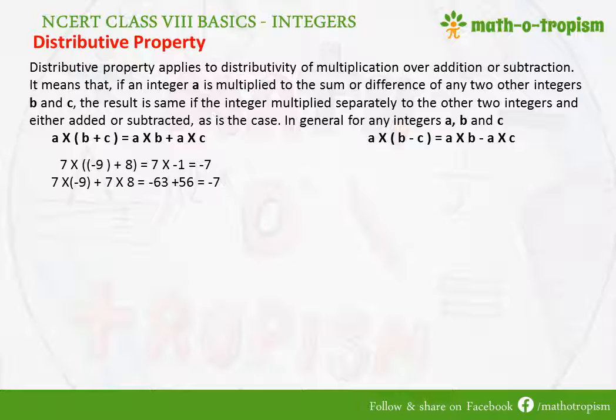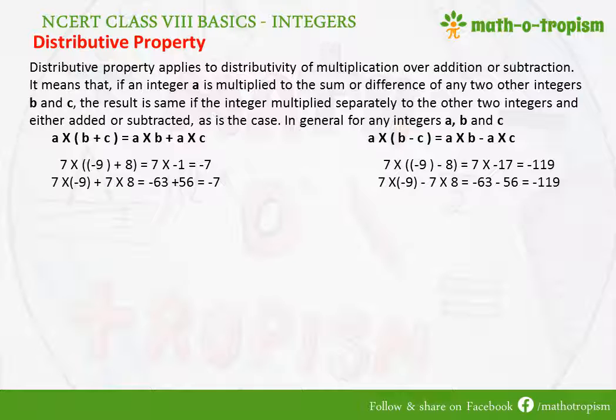A into b plus c is similar to a into b plus a into c. So this is called the distributive property. Similarly, it holds good for subtraction also, where a into b minus c will be equal to a into b minus a into c. Let us take the similar example. So 7 into minus 9 minus 8 is 7 into minus 17, which comes to minus 119. Again, 7 into minus 9 and 7 into 8 separately. So minus 63 minus 56. That comes to again minus 119. So distributive property is always for multiplication over addition or subtraction.